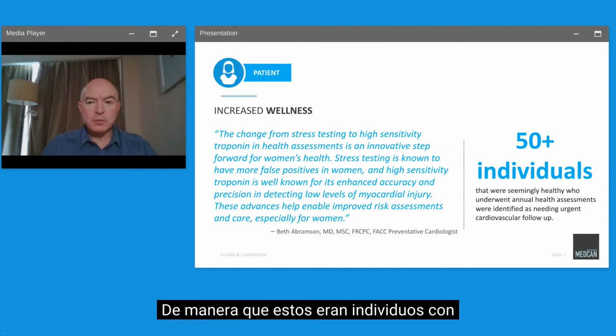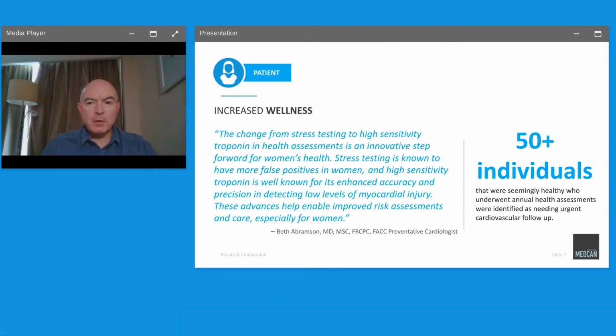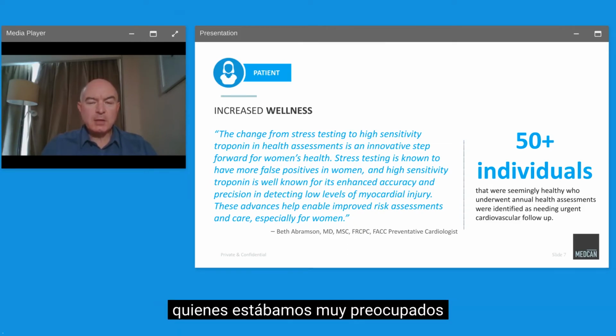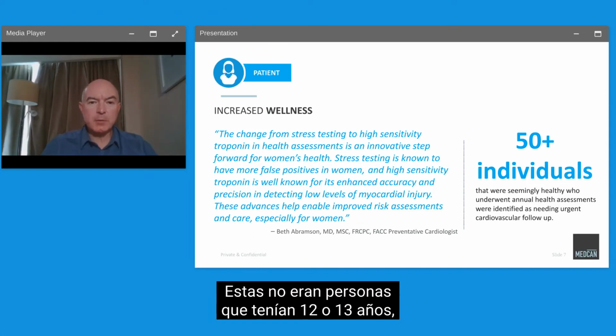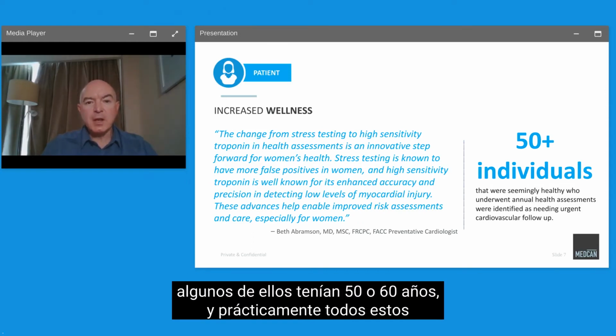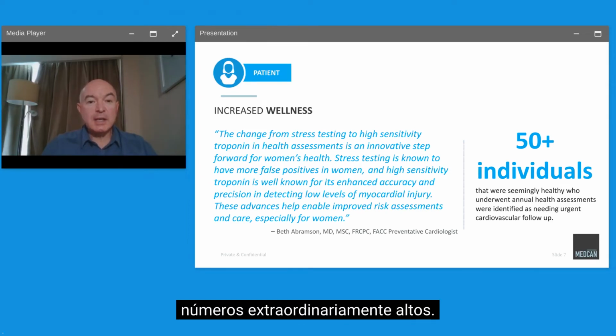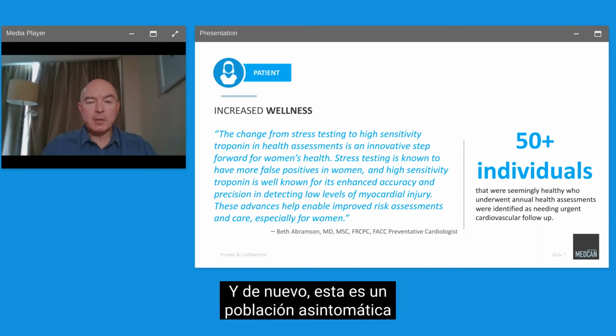So these were individuals that we were very concerned about based on the degree of the results we were finding from the HS troponin I. So these weren't people that were 12 or 13. Some of them were 50 or 60. And virtually all of these had extraordinarily high numbers. And again, this is an asymptomatic population that we were looking at.